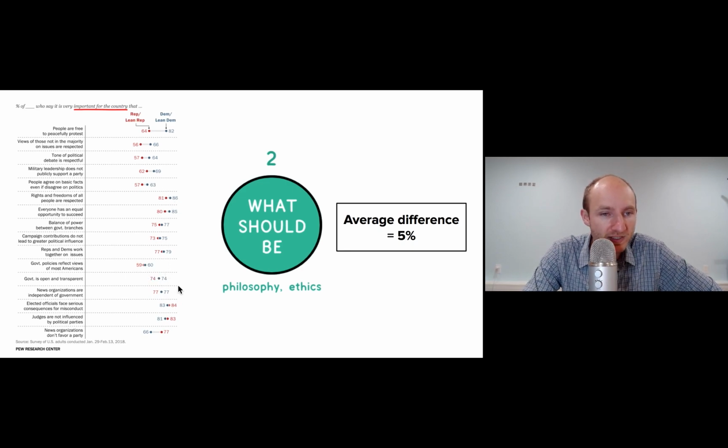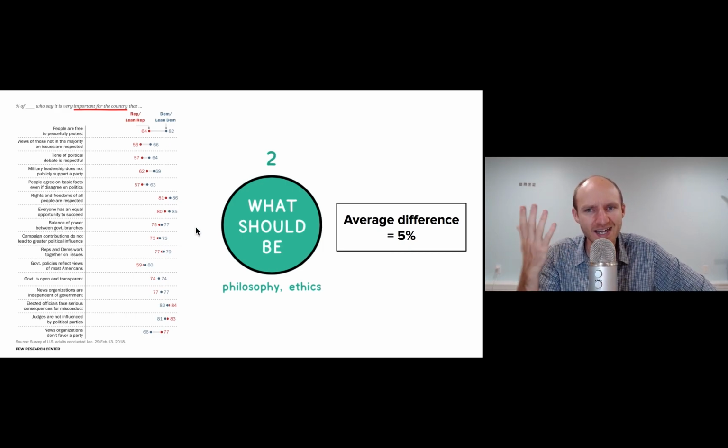For example, it's a question of balance of power between government branches. Is that important for the country? And everybody agrees. A balance of power is great. And so the average difference between all these things is only 5 percentage points. People generally agree. This is roughly what we all want. We all have a shared outcome here.